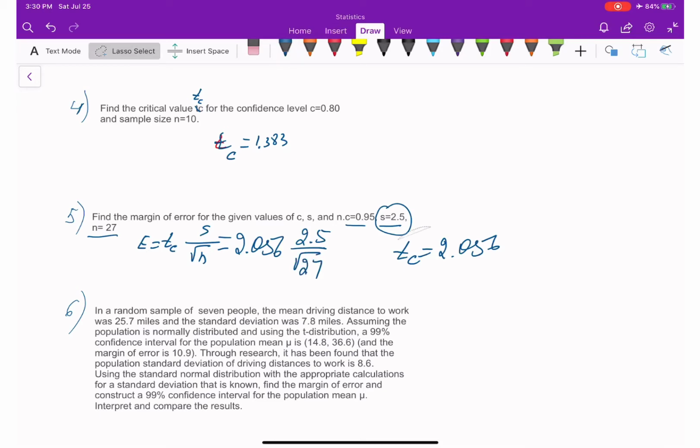You can do the calculation, right? What do I get here? You are going to multiply 2.056 by 2.5 and then divide whatever comes out by the square root of 27. You can do math, right? Moving to next one.